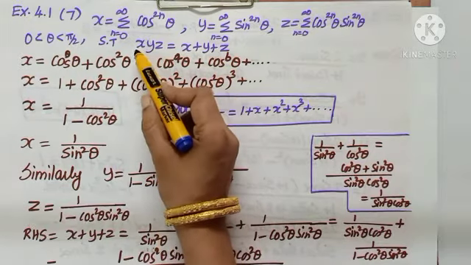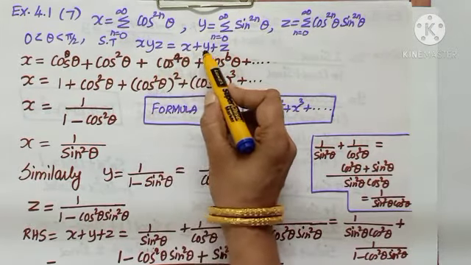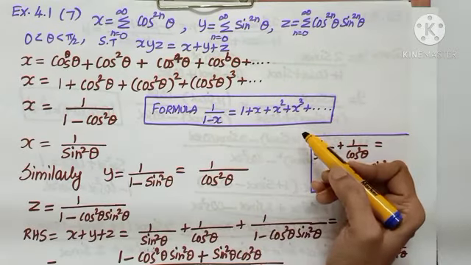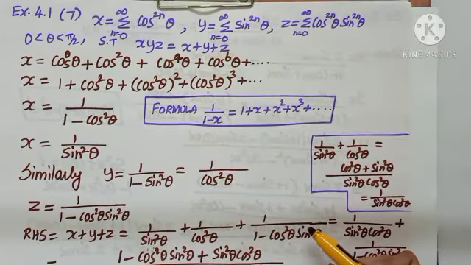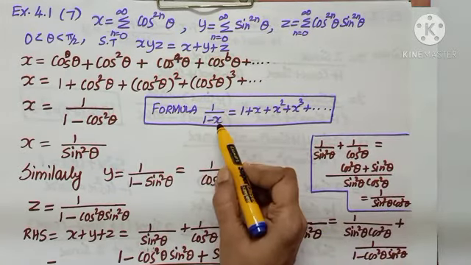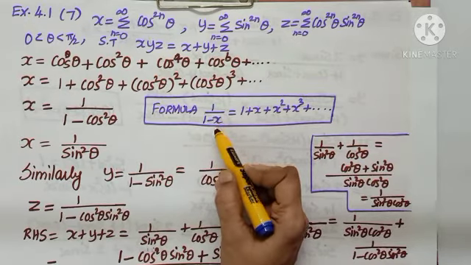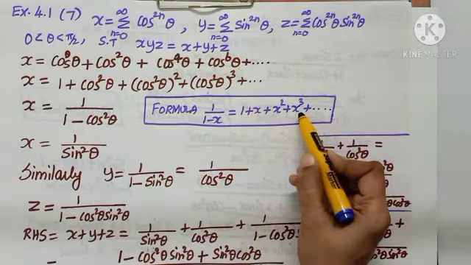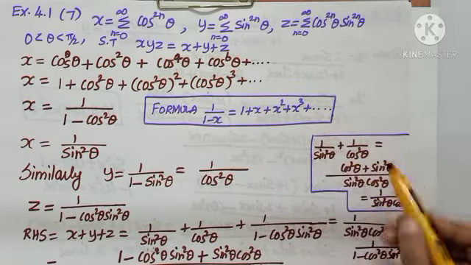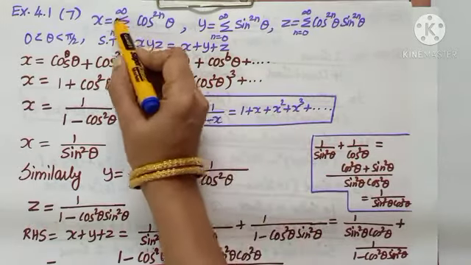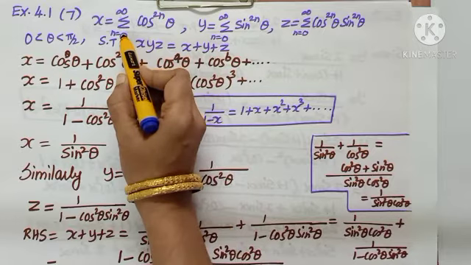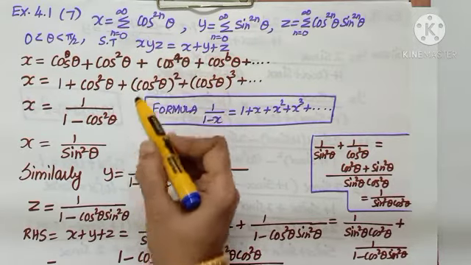We need to show x into y into z is x plus y plus z. We are going to use this formula because it is sigma, a certain summation formula: 1 by 1 minus x. Whenever you have it, we expand it: 1 plus x square plus x cube and so on, it goes up to infinity. Look at the very first expansion. Wherever n is coming, I have to put 0, 1, 2, 3 like that.